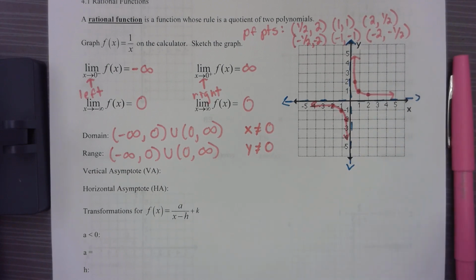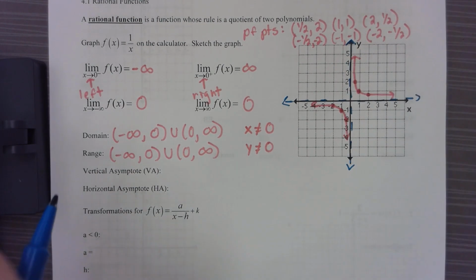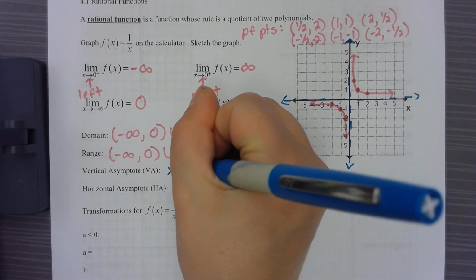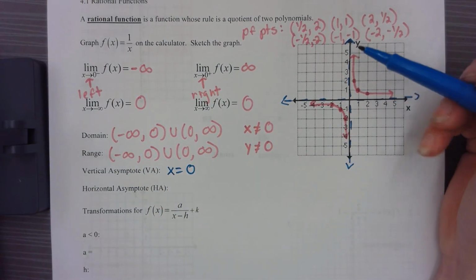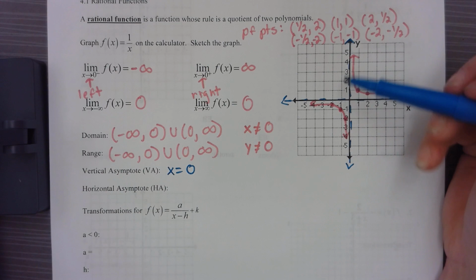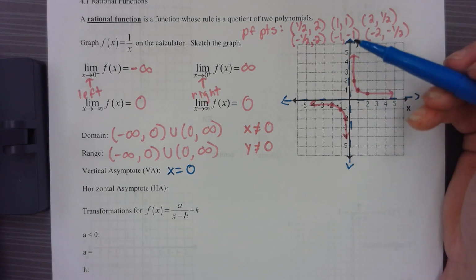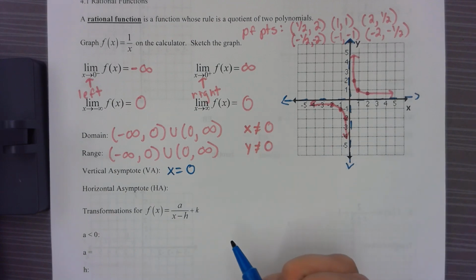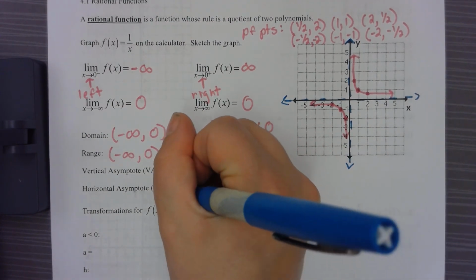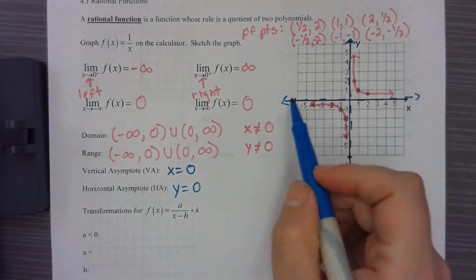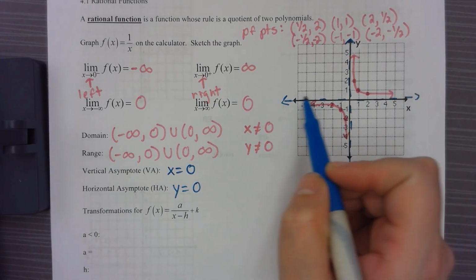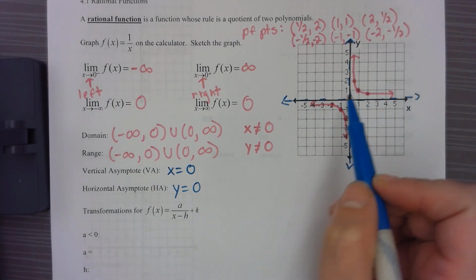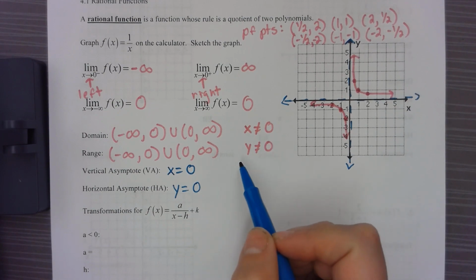That vertical asymptote, this one right here, is represented as x equals 0. We write vertical asymptotes as x equals. So that means we cannot touch that asymptote. That's why the domain is x does not equal 0. And then the horizontal asymptote is going to be y equals 0. That's because we can't touch this horizontal asymptote, and that's why our range is y cannot equal 0.